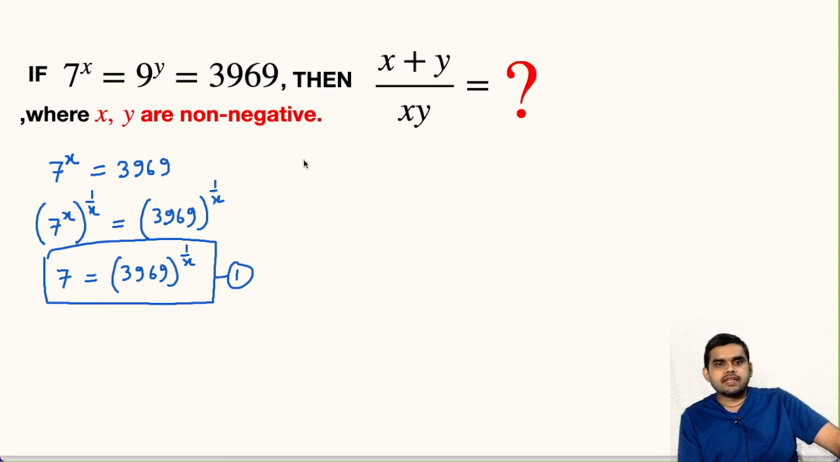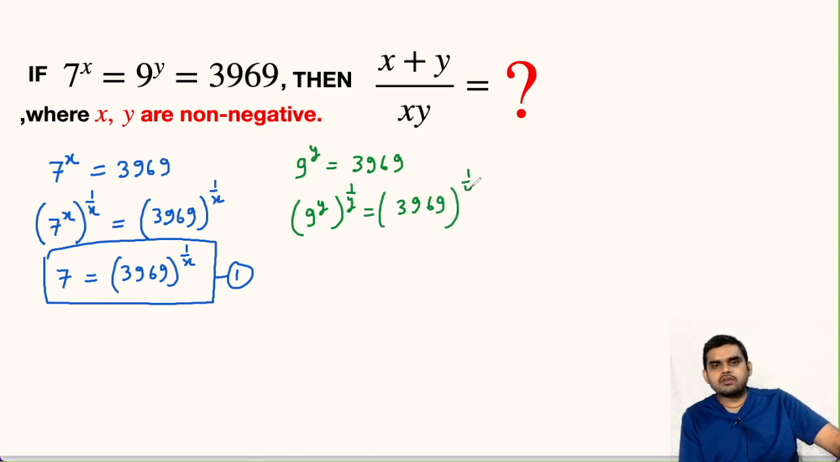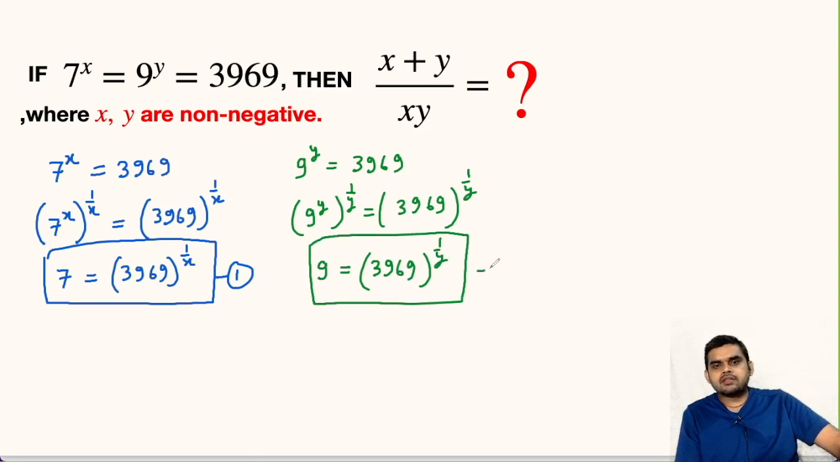Similarly, we will equate 9 power y equal to 3969, and we will do the same thing. So (9 power y) whole power 1 upon y will be equal to 3969 whole power 1 upon y. From here, y and y will get cancelled, and we will get 9 is equal to 3969 whole power 1 upon y, and let us name this as equation number 2.